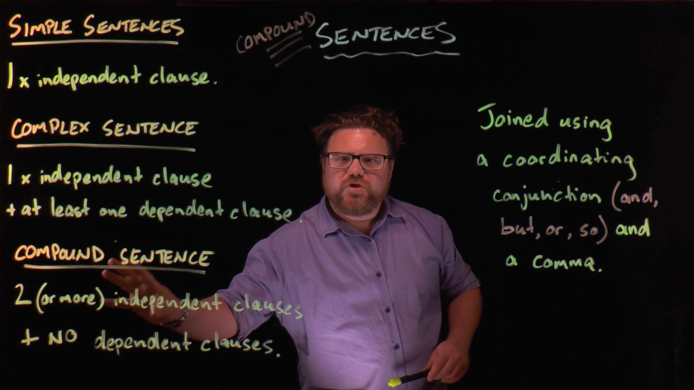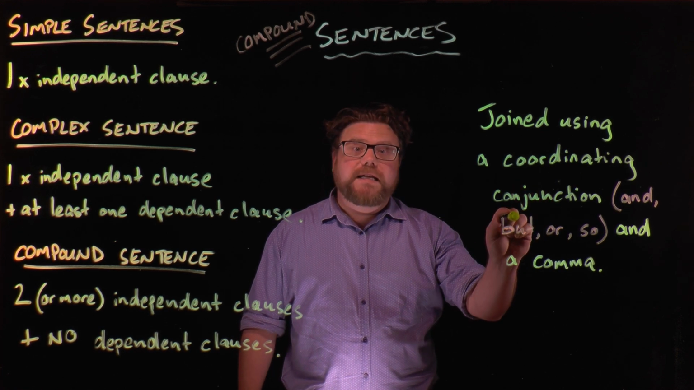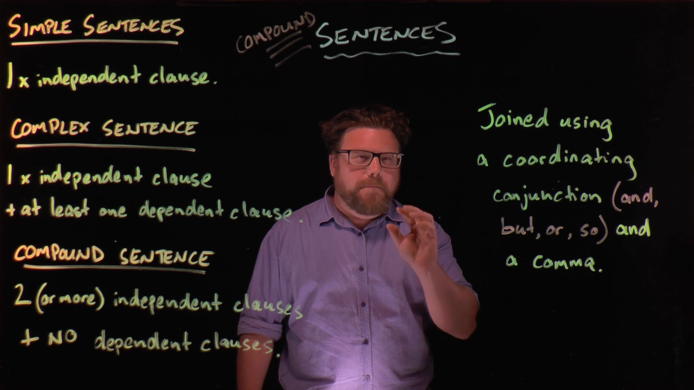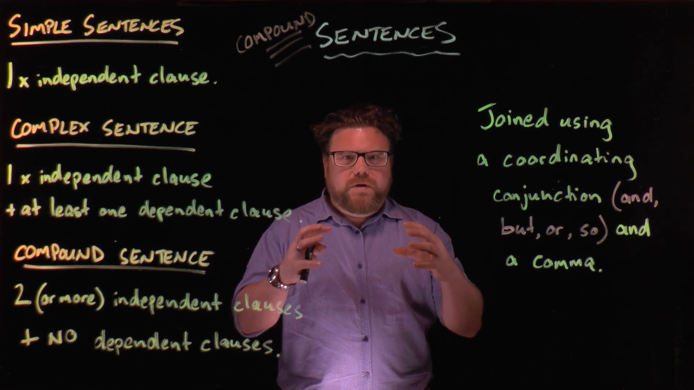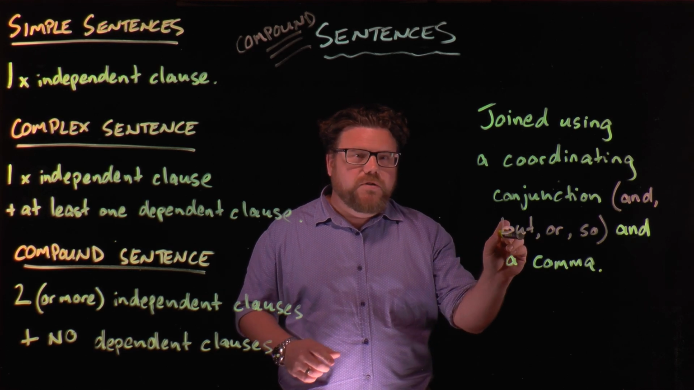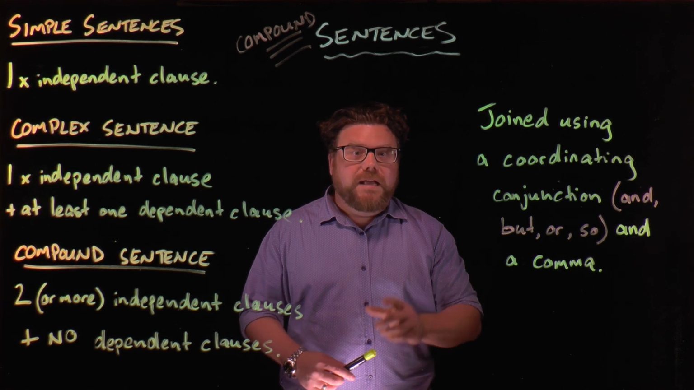And the way we join these independent clauses is by using a coordinating conjunction. Now they're just those little words like and, but, so, or that join the two independent clauses in our compound sentences. And every time we use one of them to join the two clauses, we also use a comma. Let me show you what I mean.